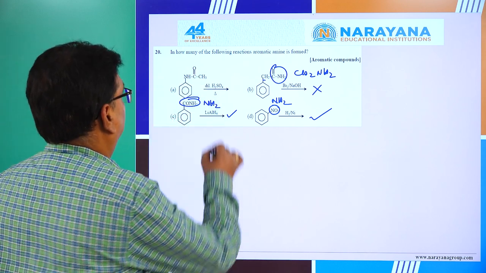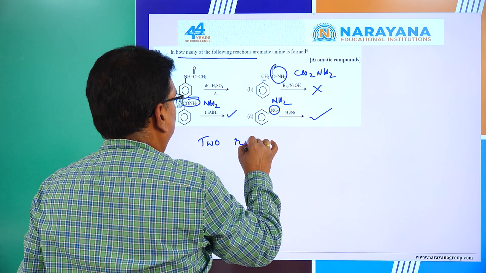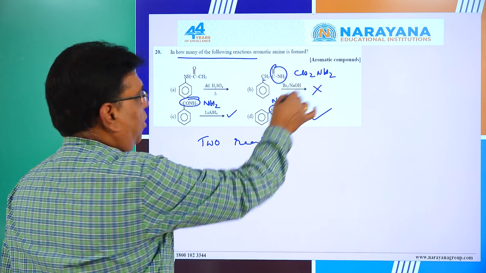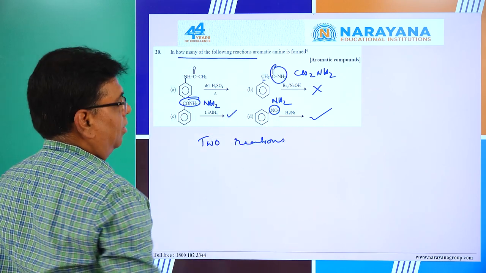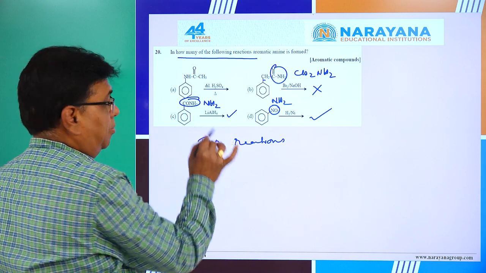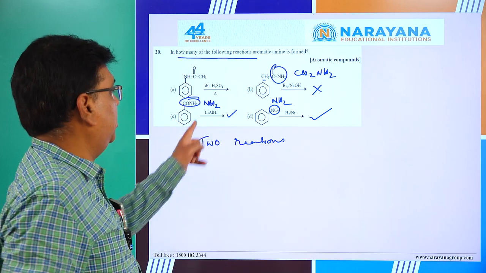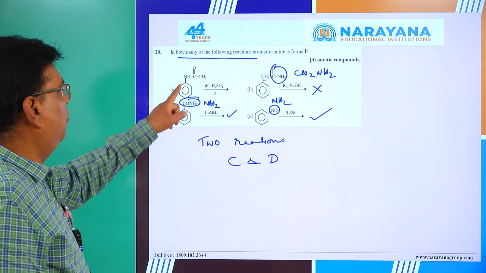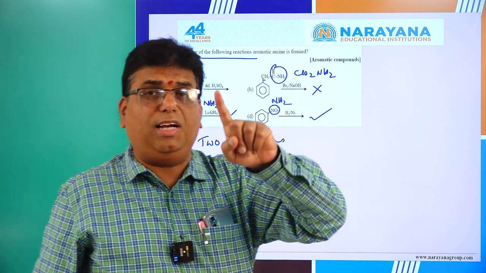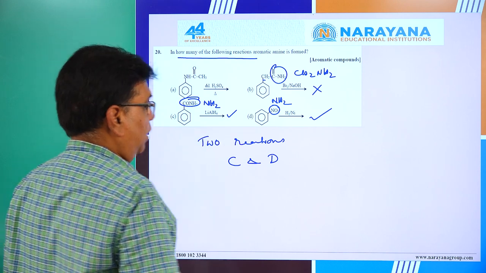So here, how many of the following reactions, means two reactions. This is Hofmann bromamide reaction where you will get CH2NH2. Here nitro is directly reduced to NH2. Lithium aluminum hydride reduces amide to amine, CONH2 to NH2. So these two, C and D, two reactions, C and D, okay? Straight question, simple, but the only thing is you should know all the reactions, reduction reactions of amines. These are the two. This is question number 20.